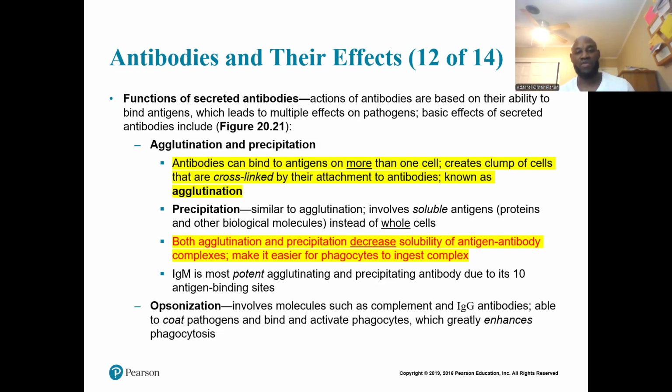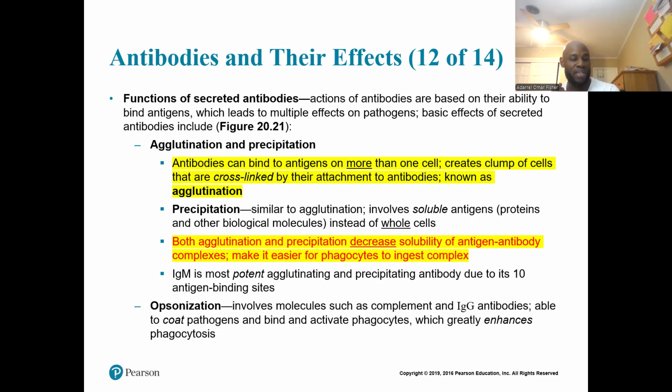Precipitation, similar to agglutination, involves soluble antigens instead of whole cells. Both decrease the solubility of that antigen-antibody complex, so they make them clump up and make it easier for phagocytes to ingest the complex. IgM is the most potent agglutinating and precipitating antibody due to its 10 antigen binding sites.